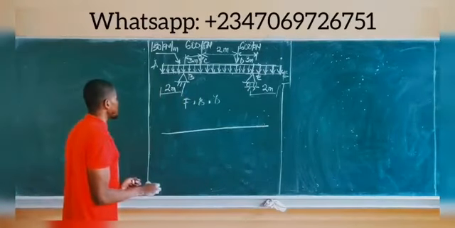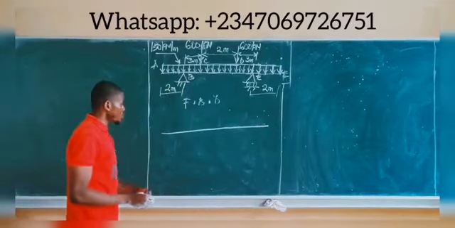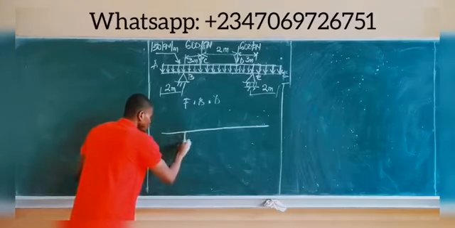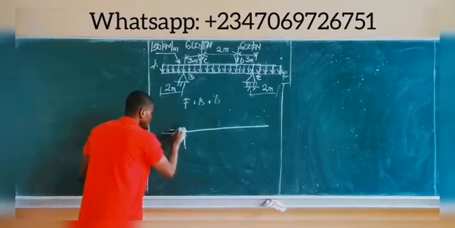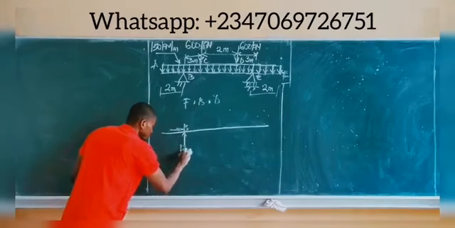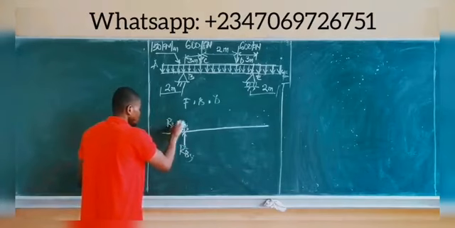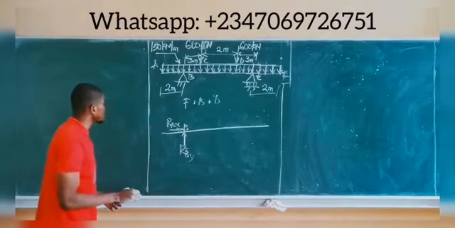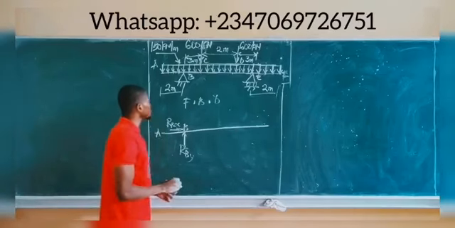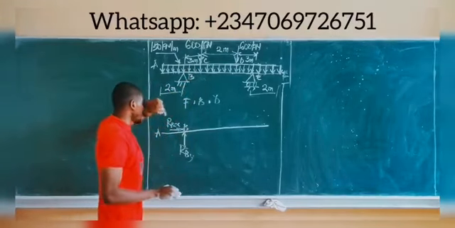Okay, now we realize that at point B we have a pin support, and for a pin support we always have two reactions. One of the reactions is vertical and one is horizontal. So we simply have these two reactions at point B. So simply call this RBY and call this RBX. The reaction at point B, X and Y. This is point A.